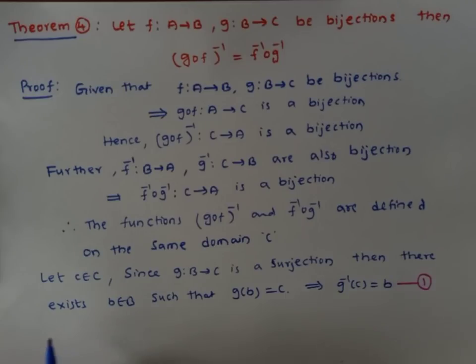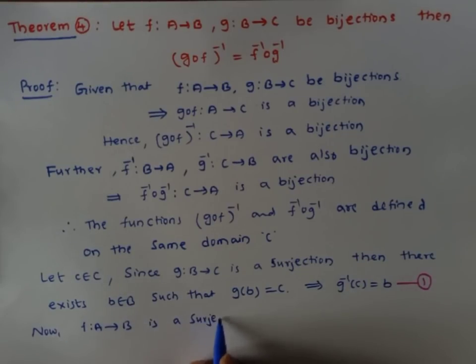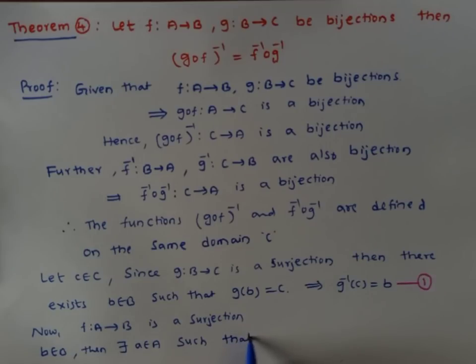And similarly, you can apply it for B also. Now we have F from A to B is a bijection, which means it is a surjection and an injection. So you can write the definition of surjection for the F function, that is, b belongs to B, then there exists, this is the symbol for there exists, an element a belonging to A such that F of a is equal to b, right?